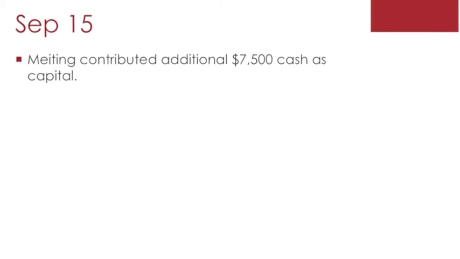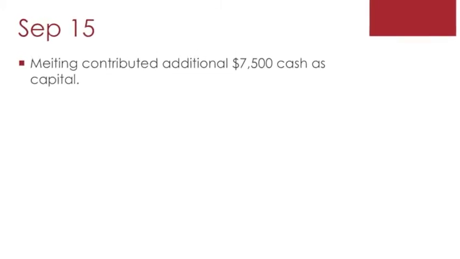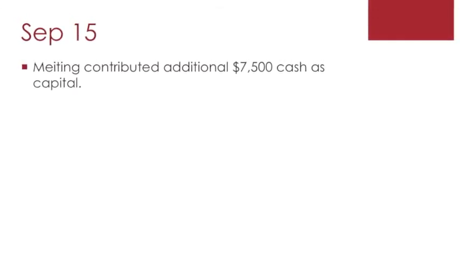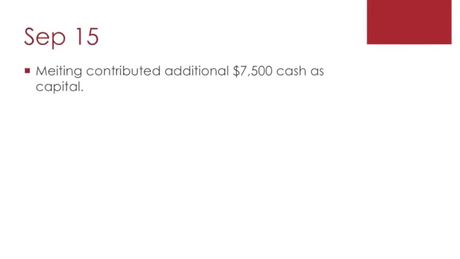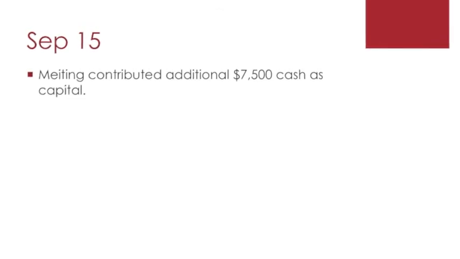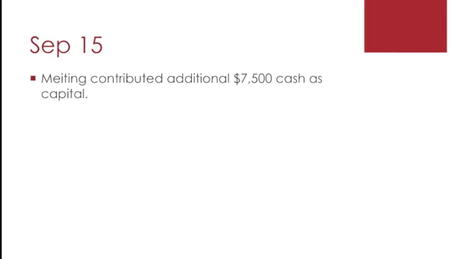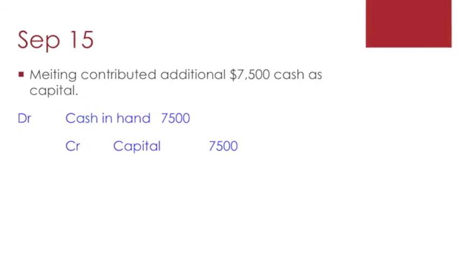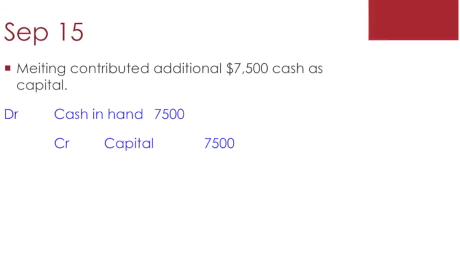Next, Meiting contributed an additional 7,500 cash as capital. So the business increased in terms of cash in hand, 7,500. And the owner contributed additional capital, so intuitively, we credit capital. So this is the double entry: debit cash in hand 7,500, credit capital 7,500.